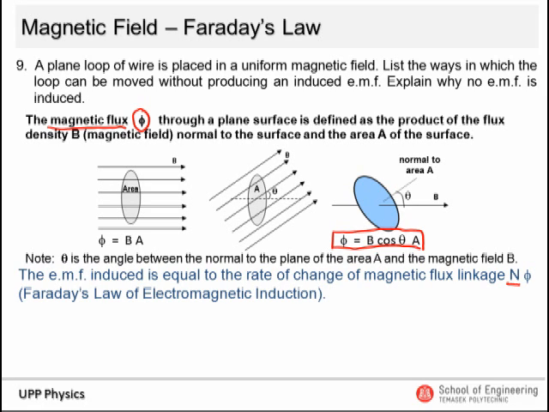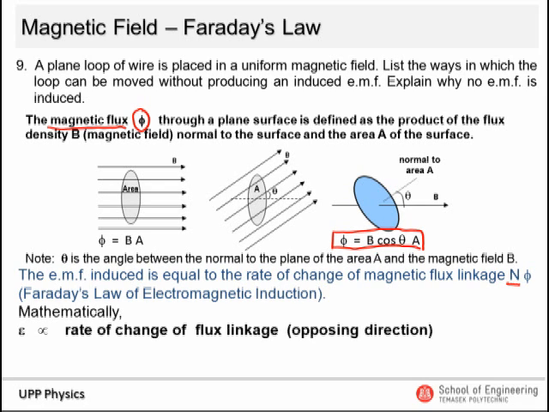Let's take a look at the law mathematically. Here we say that induced EMF is proportional to the rate of change of flux linkage. Induced EMF is given this symbol epsilon. And we say that the induced EMF is in the direction that opposes the change of the flux linkage. But we will not go too deep into this part of the proportionality relationship.